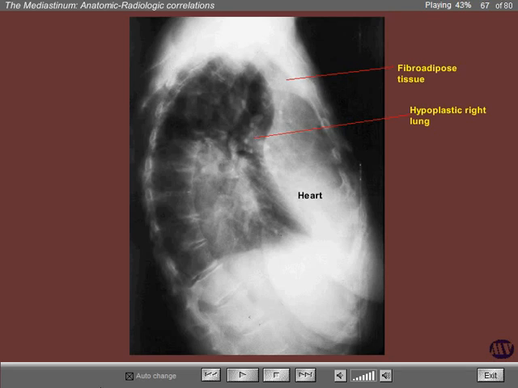Note that we only see one dome of the diaphragm, which in this case was the left dome of the diaphragm. It's the only part of the diaphragm that was covered by lung. Behind the heart, in the posterior mediastinum, or the anterior aspect of the thoracic spine, we see the density. And when we see this constellation of findings of a hypoplastic lung, a density projecting into the right hemithorax, and dextroposition of the heart, we must think in the presence of a hernia.